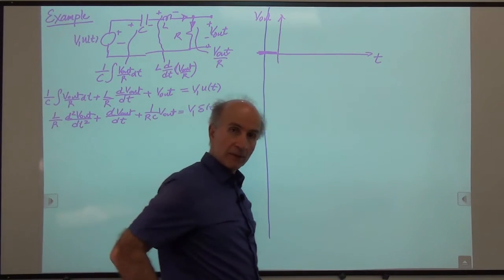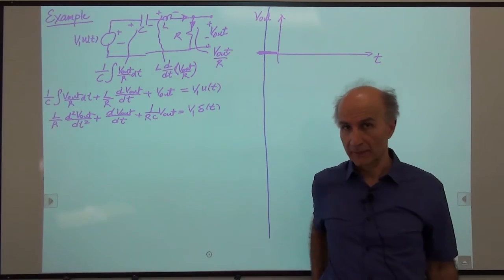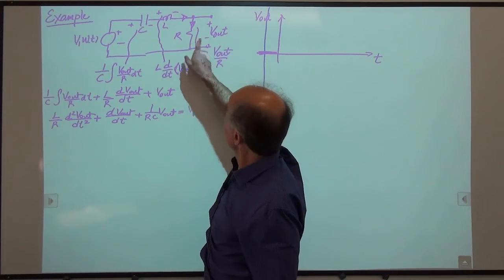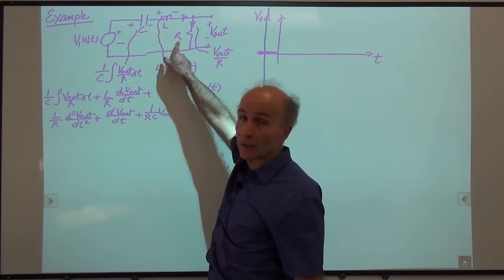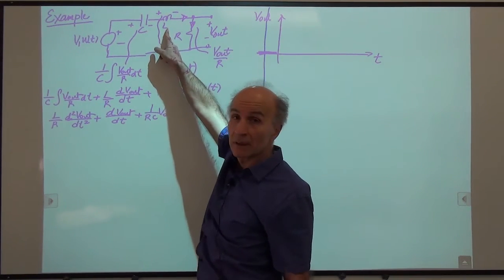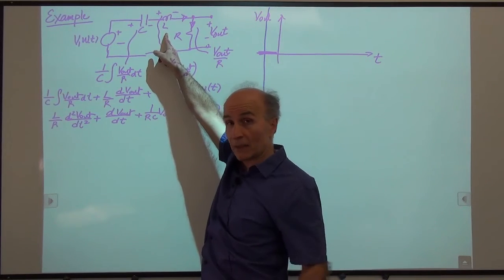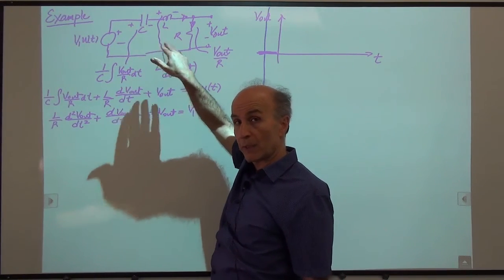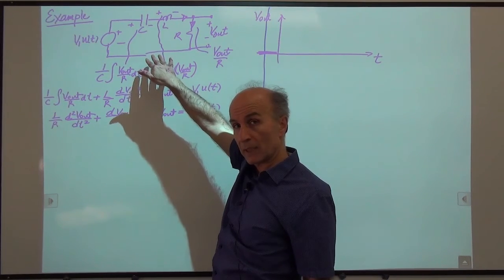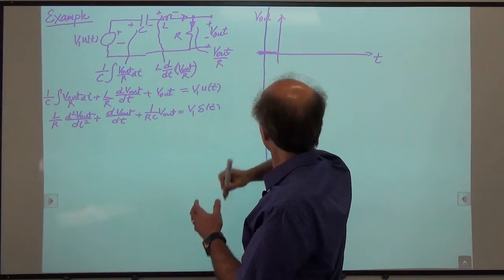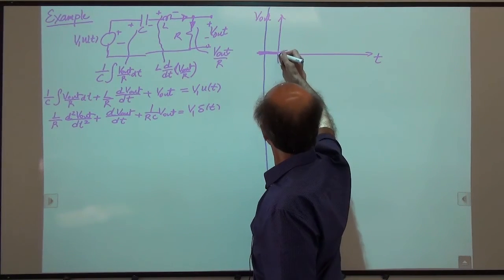Okay, so how much is V out at time 0 plus? Well, what we know is that this voltage is given by the current through the resistor times the resistor. And we know that this current has to come from the inductor. And the inductor current is 0. That cannot change suddenly because we don't have any infinite voltage available. So because the current of the inductor is 0 at 0 plus, the output voltage is also 0 at 0 plus. Okay, so that's fine.